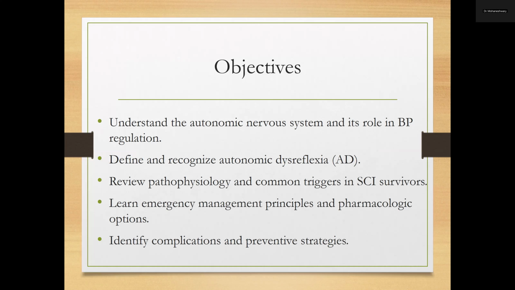The objectives of today's talk: at the end of the session, everyone should be able to understand the autonomic nervous system and its role in blood pressure regulation, and to define and recognize autonomic dysreflexia, commonly known as AD. I will be mentioning AD throughout my talk today. You should also understand the pathophysiology and common triggers in SCI survivors causing this AD. Lastly, how to manage it in the emergency setting, and also prevention strategies and a teamwork approach with the rehabilitation team.